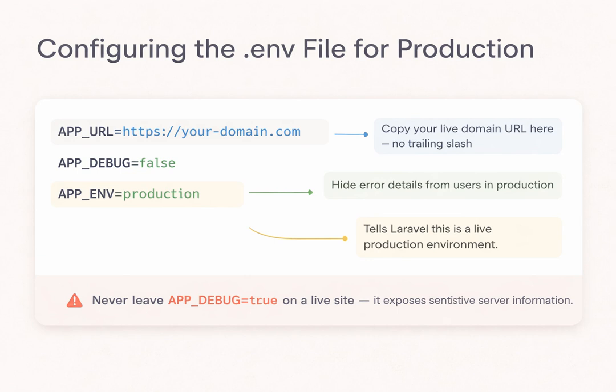Third, change app environment from local to production. This tells Laravel to behave as a production application, enabling optimizations and disabling development-only features. After saving these changes, the instructor confirms that everything, including the favicon, starts working correctly.